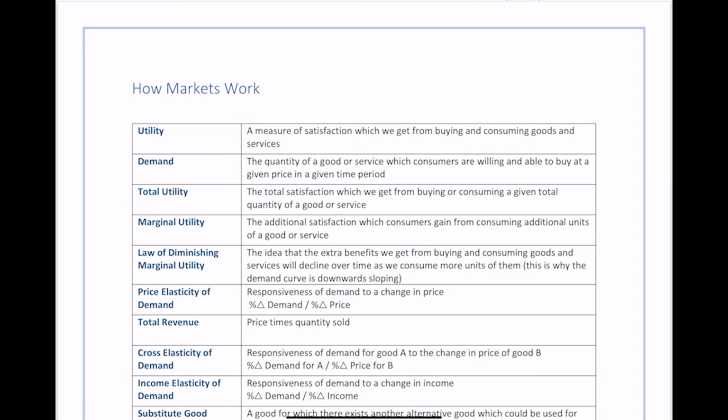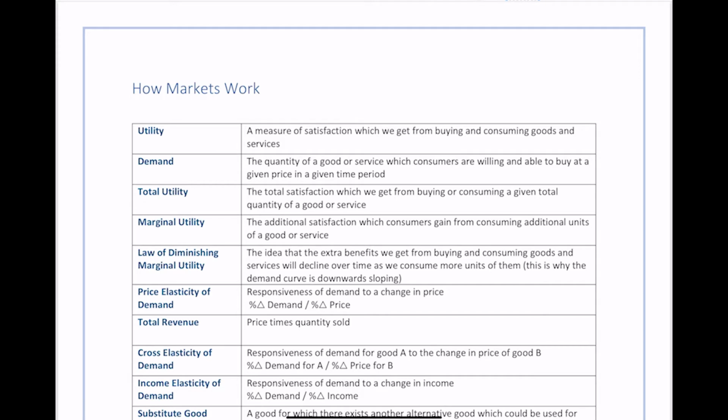So the first one which you need to know is what is utility. Utility is a measure of satisfaction which you get from buying and consuming goods and services. So this is just the idea that when people buy goods and services, why do they get it? It's usually for some form of satisfaction or something they want. So the way you measure that, we call that utility. It's the satisfaction you get from doing something like that.